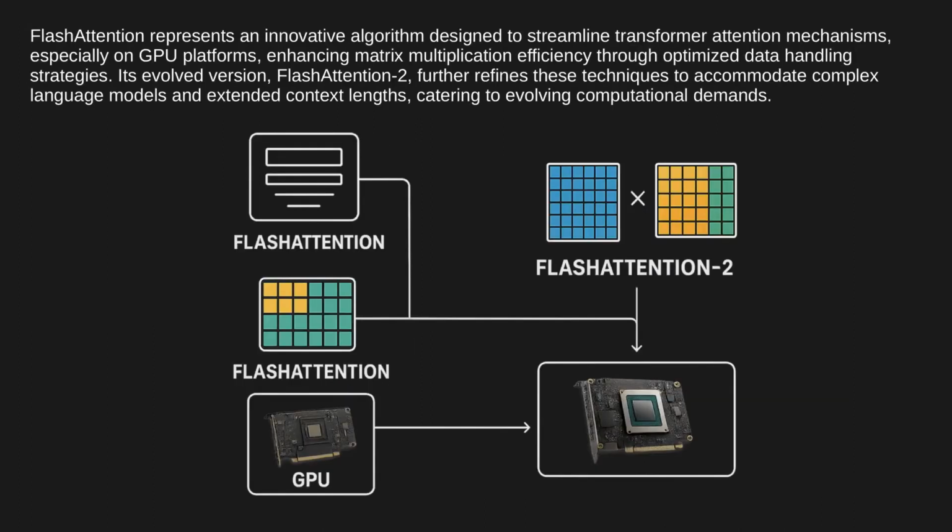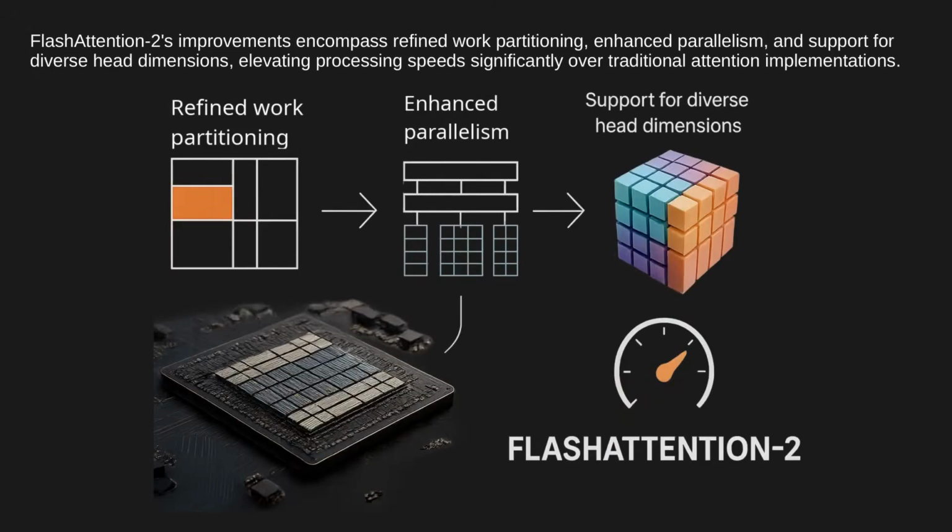Flash attention represents an innovative algorithm designed to streamline transformer attention mechanisms, especially on GPU platforms, enhancing matrix multiplication efficiency through optimized data handling strategies. Its evolved version, Flash Attention 2, further refines these techniques to accommodate complex language models and extended context lengths, catering to evolving computational demands. Flash Attention 2's improvements encompass refined work partitioning, enhanced parallelism, and support for diverse head dimensions, elevating processing speeds significantly over traditional attention implementations.